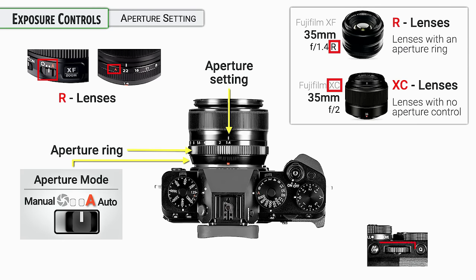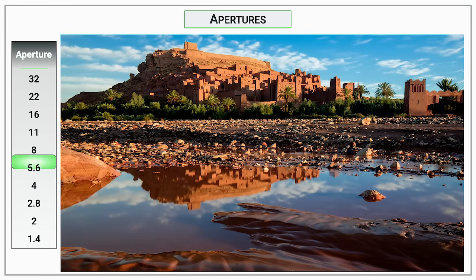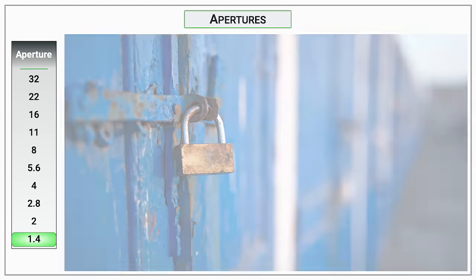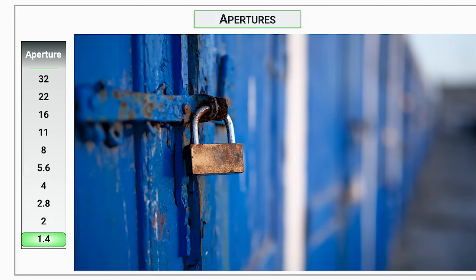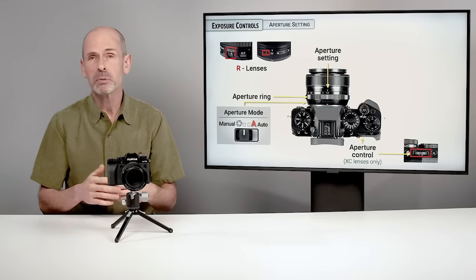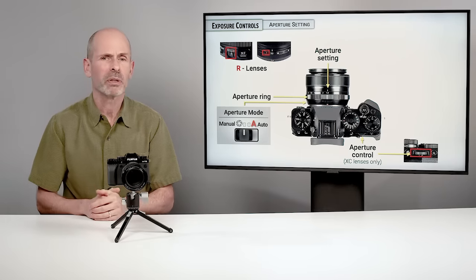Now, for those lenses that do not have an aperture ring on it, you're going to need to use the back dial on that camera on those XC lenses for controlling the apertures. Apertures, of course, are going to control your depth of field. So if you want lots of depth of field, dial in a small aperture opening, which is actually a big number like 16 or 22 or 32. If you want very shallow depth of field, you want a wide open setting like 1.4 or 2 or something like that. So controlling the apertures is pretty easy, but just be aware there's a few little caveats if you have that XC lens.